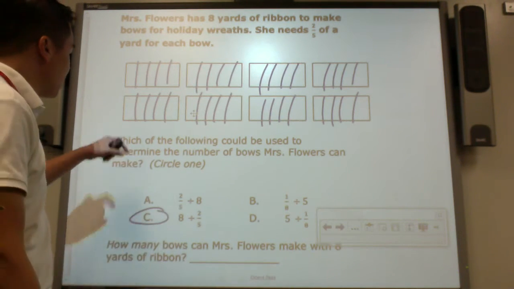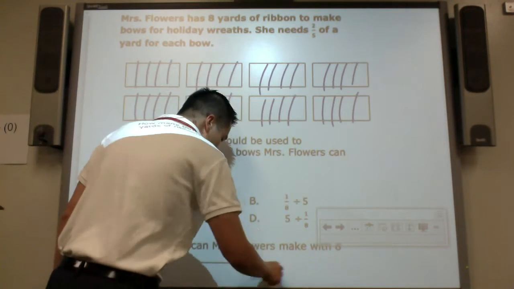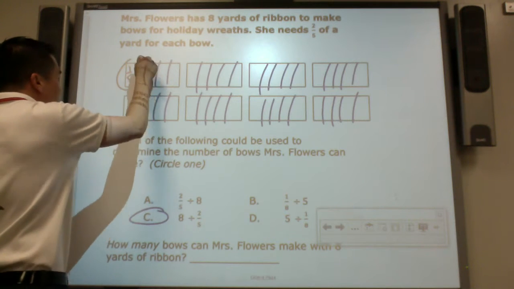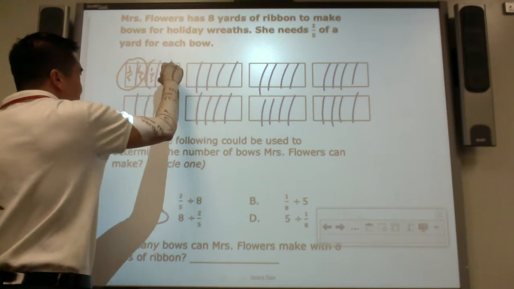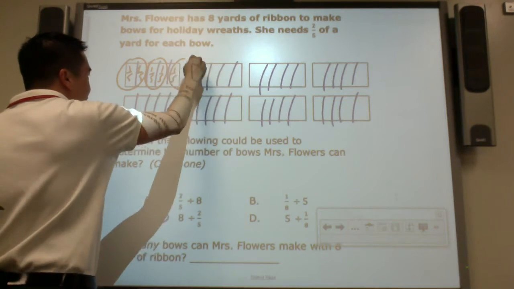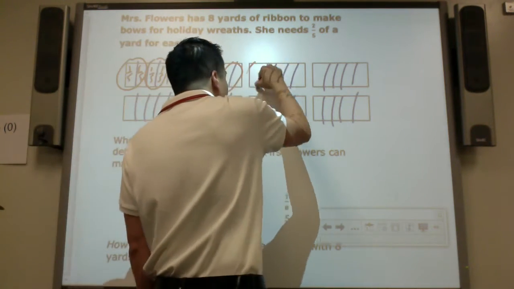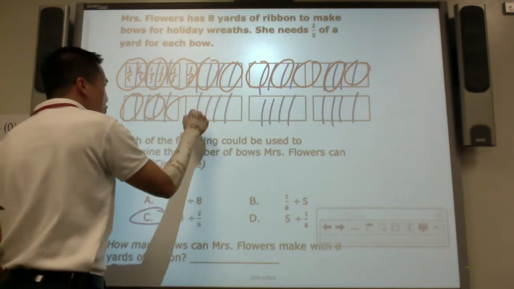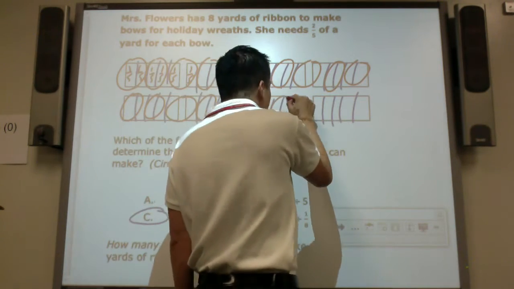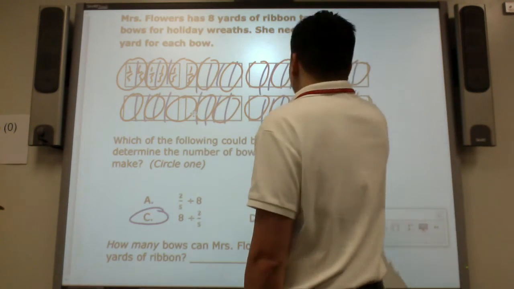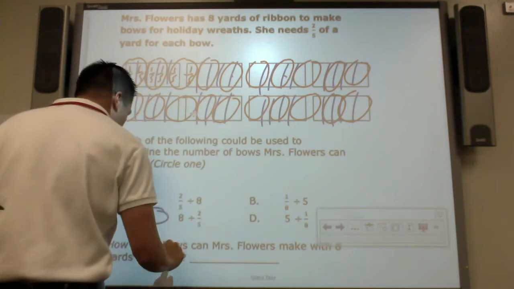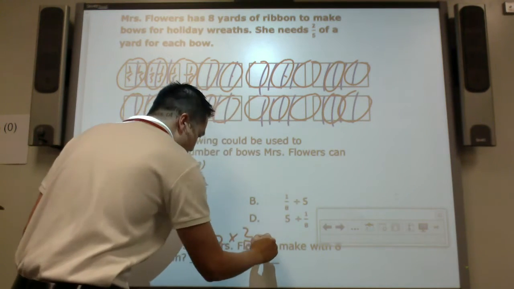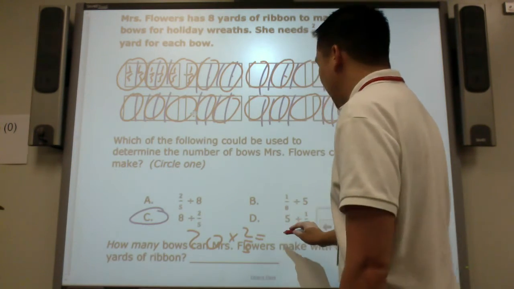So how many 2/5 are there going to be? This is 1/5. This is 1/5. That makes a bow. This is 1/5, this is 1/5, this makes a bow. So every 2/5 will make a bow. Let's count the number of bows you'll have. 1, 2, 3, 4, 5, 6, 7, 8, 9, 10. 20 bows of 2/5 will make 8 yards.